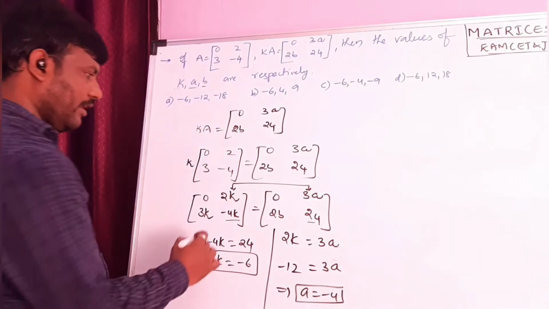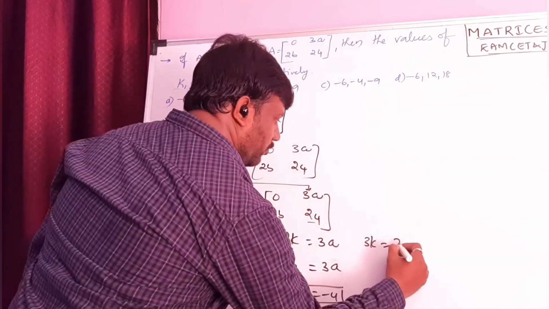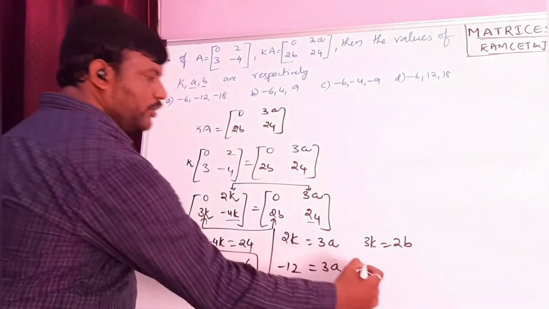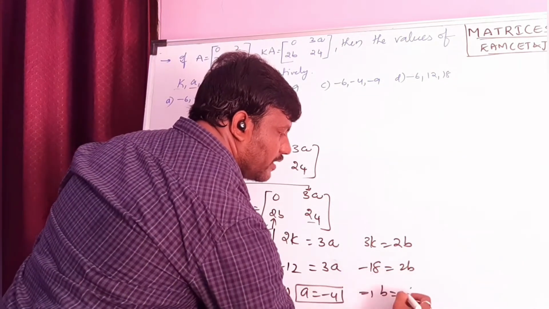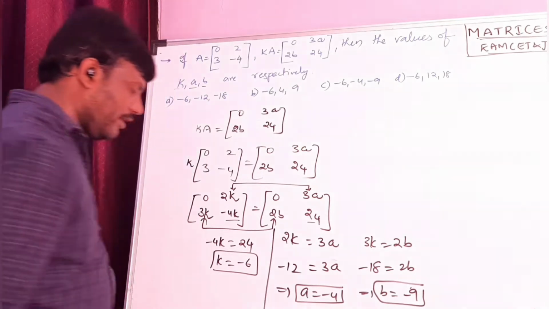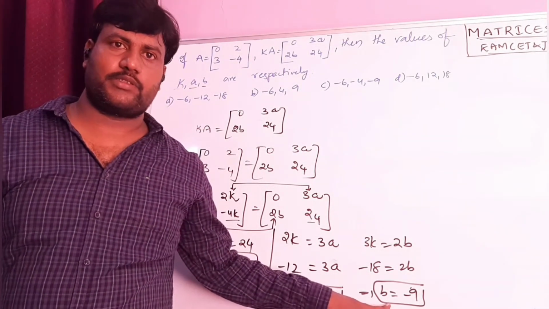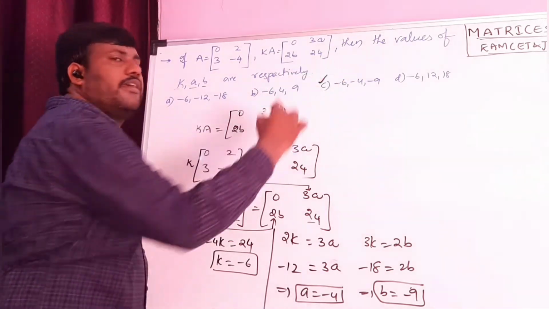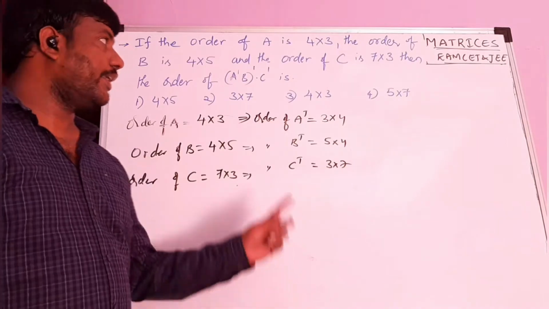Now similarly, compare these two: 3K is equal to 2B. Again K is minus 6, substitute here, you get minus 18 equals 2B. It implies B is equal to 9. Now the option here is K is minus 6, A is minus 4, B is minus 9. Very simple, students. The option here is C. Okay? Note it down. Students, next question.